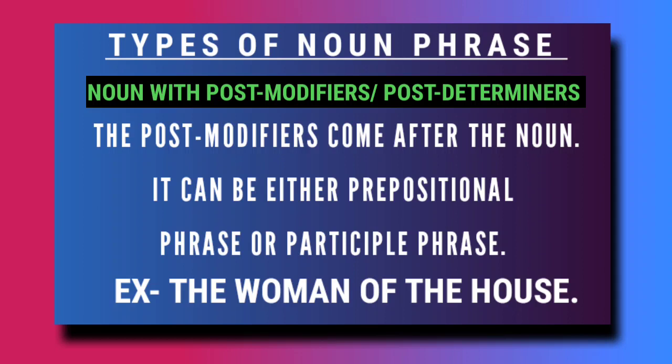For example, if I say the woman of the house, exactly it's modifying the woman and she belongs to this house. So here of the house is a prepositional phrase. So I have already told you that postmodifiers can be either prepositional or participle phrase. So that is the best example I can give, the woman of the house, because of the house is modifying the woman here, so it is a postmodifier.